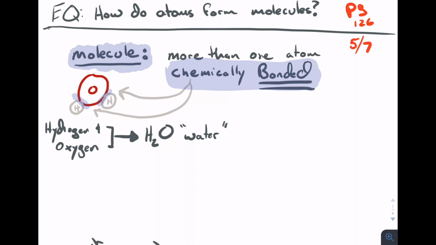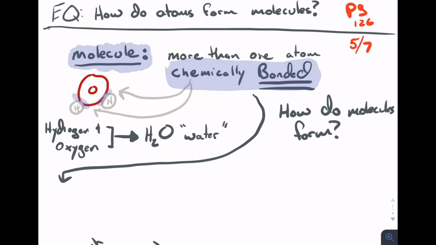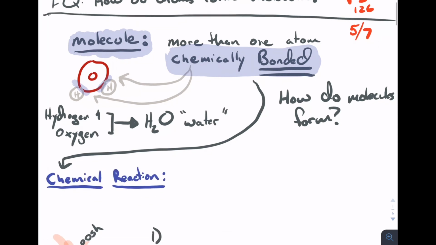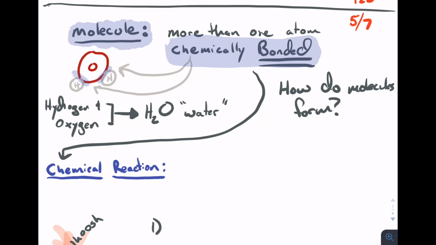So where do these chemical bonds come from? How does the hydrogen attach to the oxygen? We have to run it through a specific process. The question I'm asking is, how do the molecules actually form? Now that we know a molecule is when one or more atoms have been bonded together, how do those molecules form in the first place? What we do is run it through what we call a chemical reaction.